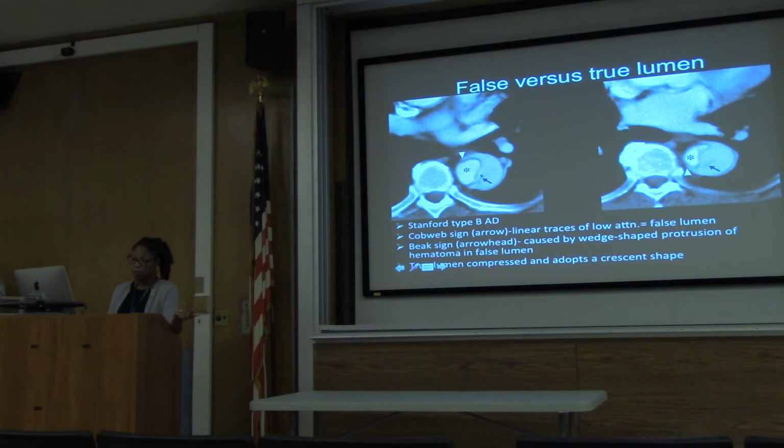So this is the true lumen. The true lumen usually enhances brightly. The false lumen is usually larger, doesn't enhance as avidly as the true lumen, and it has these tiny wisp-like linear structures within it. We call it cobwebbing, or the cobweb sign. Those actually represent little fragments of the media that have torn off and are sort of floating along in the false lumen. So whenever you see this appearance, tiny wisp-like densities within a lumen, it's probably the false lumen that you're dealing with.